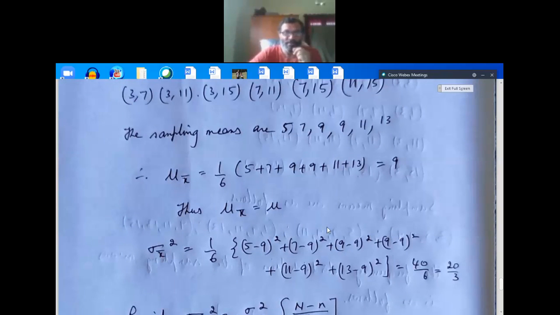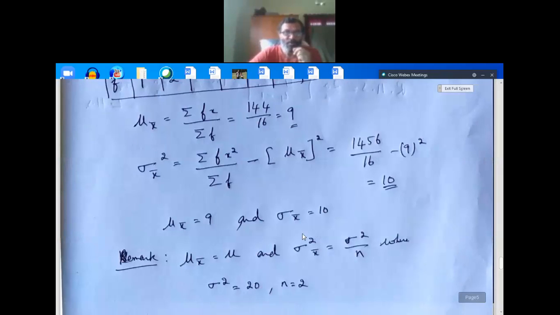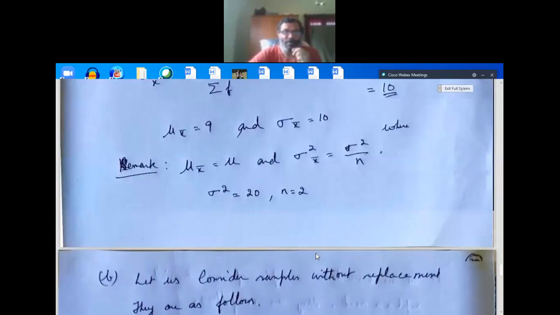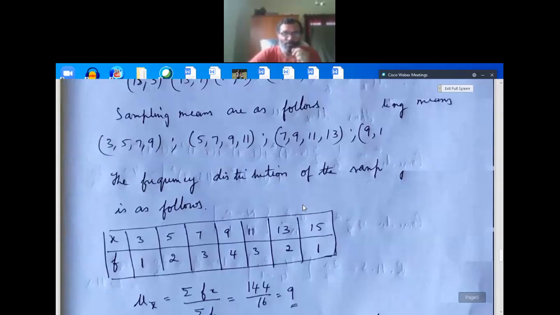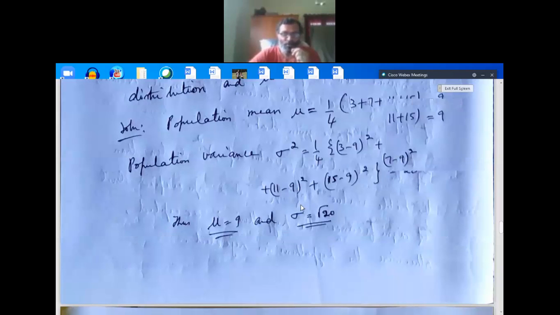Here mu is 9. So mu of x bar is equal to mu. So the first part we have proved: mu of x bar is equal to mu. Now the second one, that you have to prove.